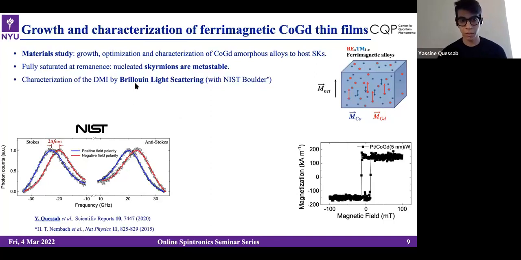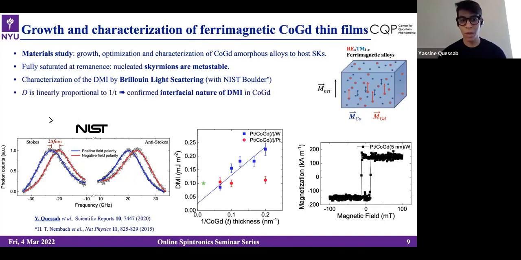So we characterize the DMI by Brillouin light scattering in collaboration with NIST Boulder. And I'm not going to go much into details about this measurement, but it is a spectroscopy measurement where the frequency shift between two spectra by reversing the in-plane field polarity is directly proportional to the DMI energy. And you can take these two papers for more information.